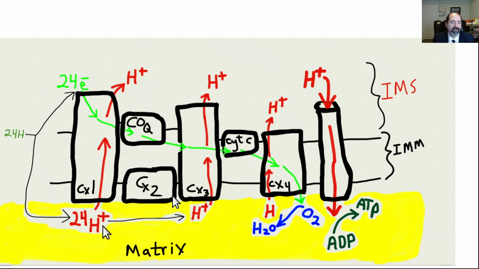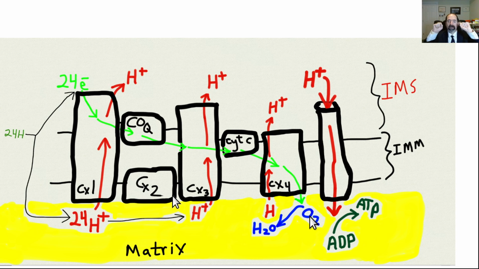H plus is a proton. A proton is really just like the hydrogen nucleus. A typical hydrogen has one proton and one electron. That's what hydrogen is. All right, so the electrons are passed through the electron transport chain in the inner mitochondrial membrane, and they go from the first complex, complex 1, and then are passed progressively to more aggressive electron grabbers. Then they get to complex 3, and finally to complex 4, and then the electrons are passed to oxygen.